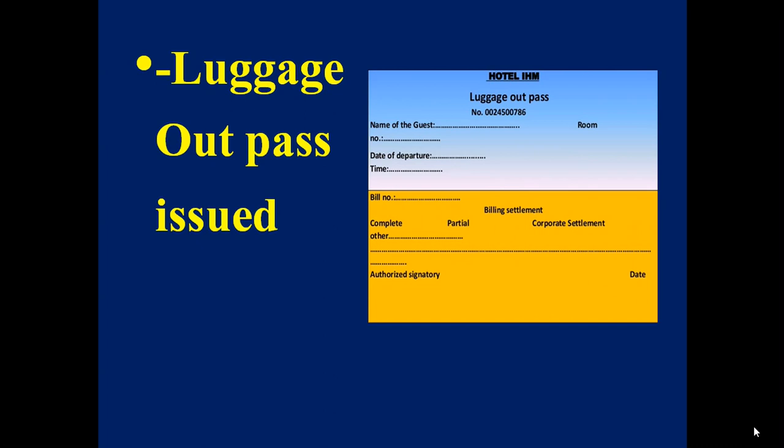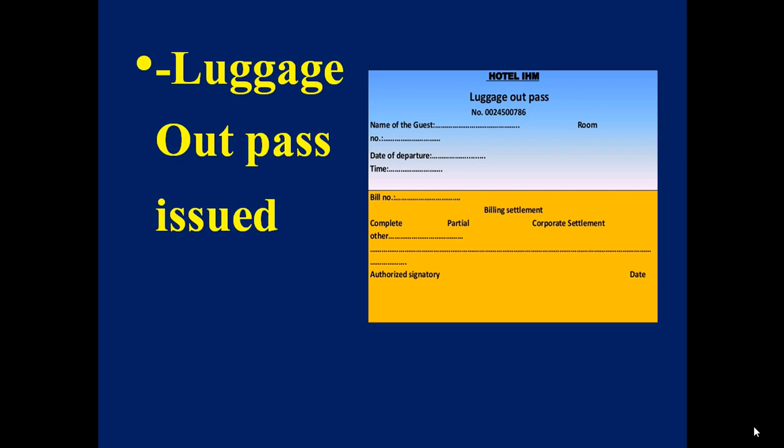Once the payment has been settled, then as I have mentioned, BLDEX will come into the picture. They will prepare the luggage out pass, which will give the authority to the guest to take all their luggage out of the hotel property. You can see in the picture, hotel IHM, and the name has been given luggage out pass, and this pass also has a number.